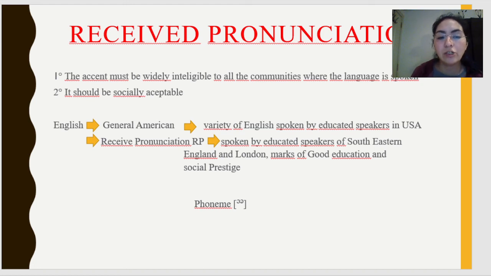General American is a variety of English spoken by educated speakers in the USA, and Received Pronunciation, RP, is spoken by educated speakers of southeastern England and London, marks of good education and social prestige. Many phonemes like this in the example are conservative. RP at this time is out of date.